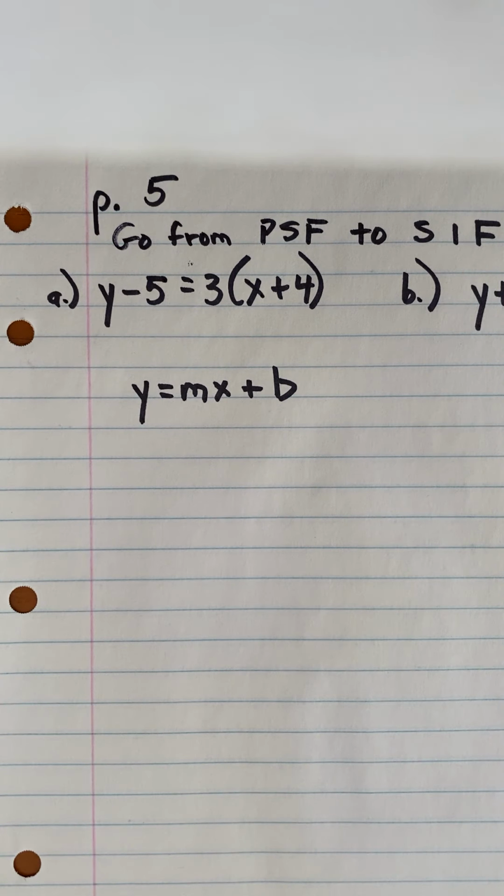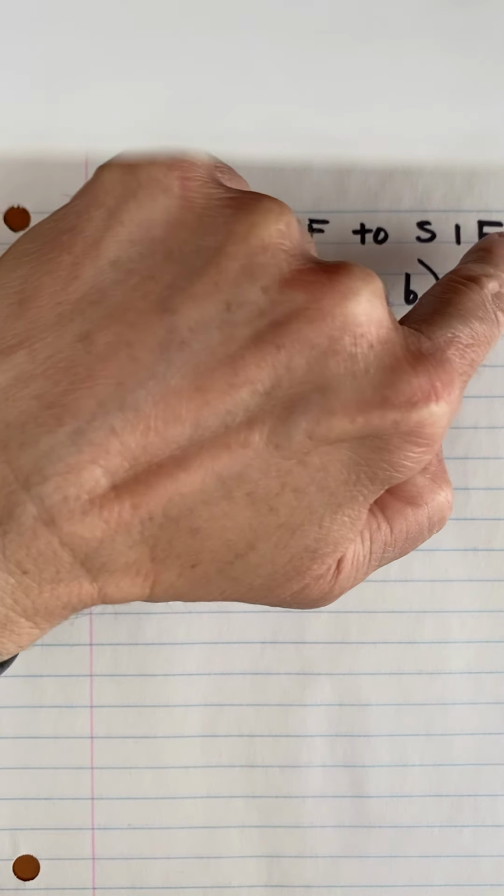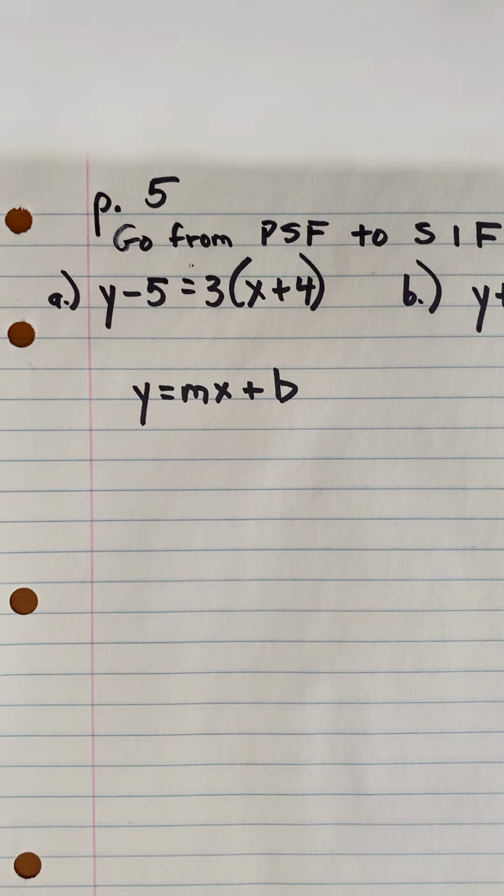Okay, so now we're going to look at the bottom of page 5, and what we're going to learn is how to go from point slope form to slope intercept form. Okay, you know that it's very easy given a point and a slope, or actually given 2 points, to get into point slope form. That's very easy. So what we're going to learn is if you're given a point and a slope, or if you're given 2 points, you always go into point slope form.